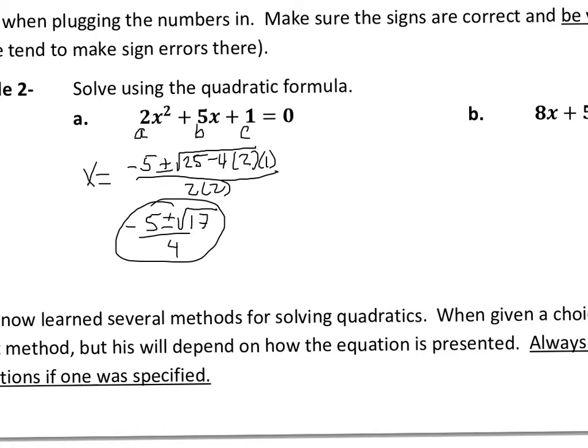So if b is a negative number, will that first number right there be positive? Yes, it will. Excellent question. Did everybody understand that question? If b starts out to be negative, then that negative b makes it positive. Okay.